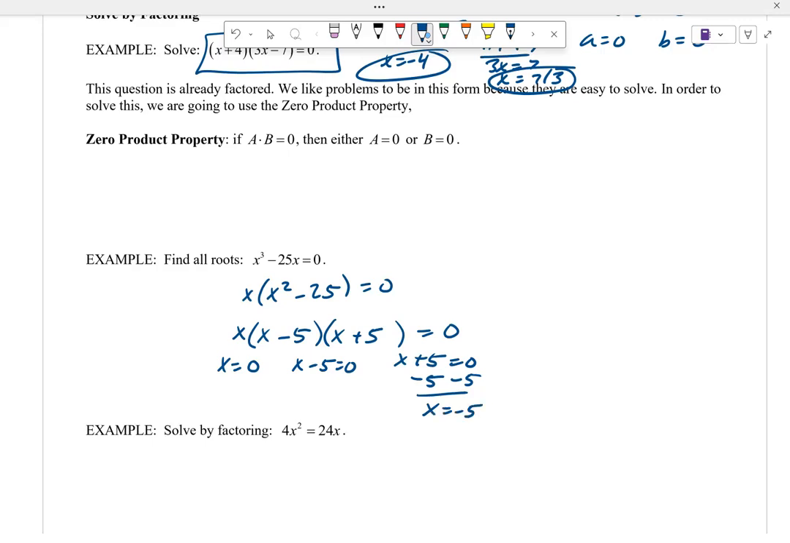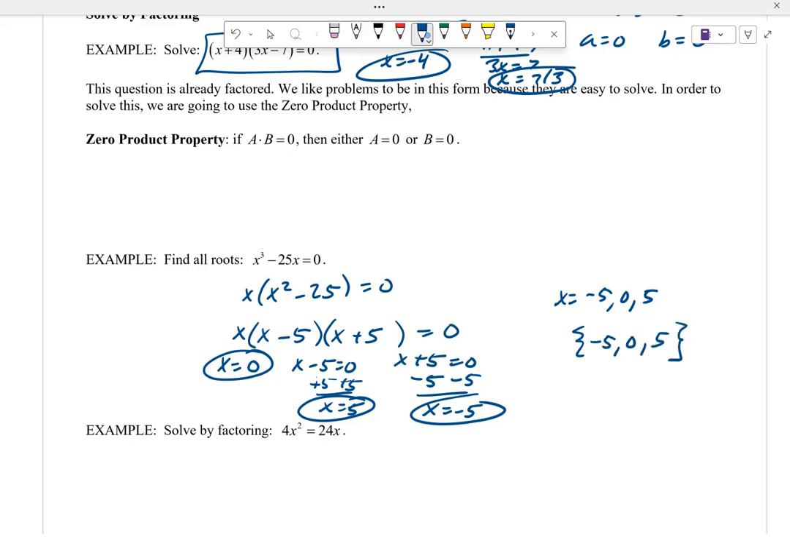So we got negative 5, add 5 to both sides. Here we got 5, and we got 0. So 0, negative 5, and 5. So the solution is negative 5, 0, and 5. Or here's another way to write that solution set.